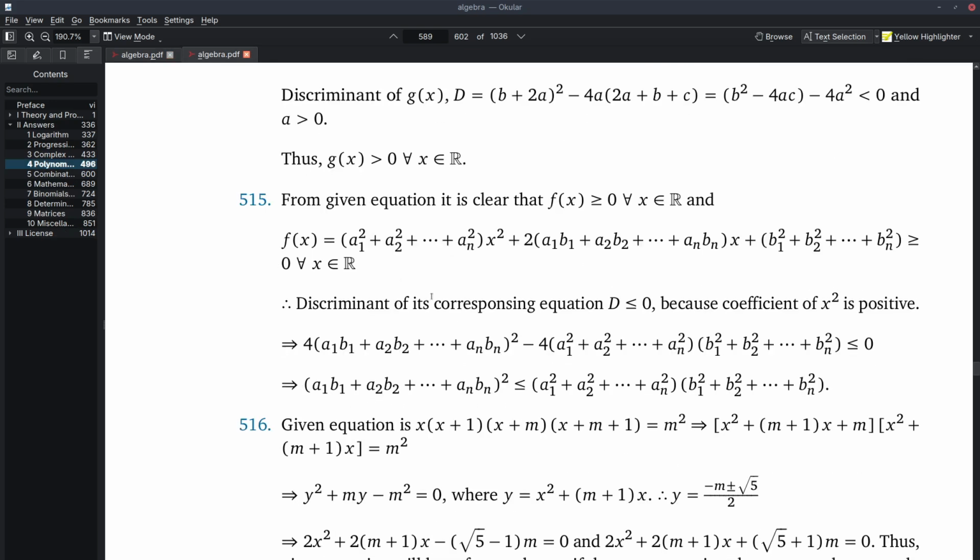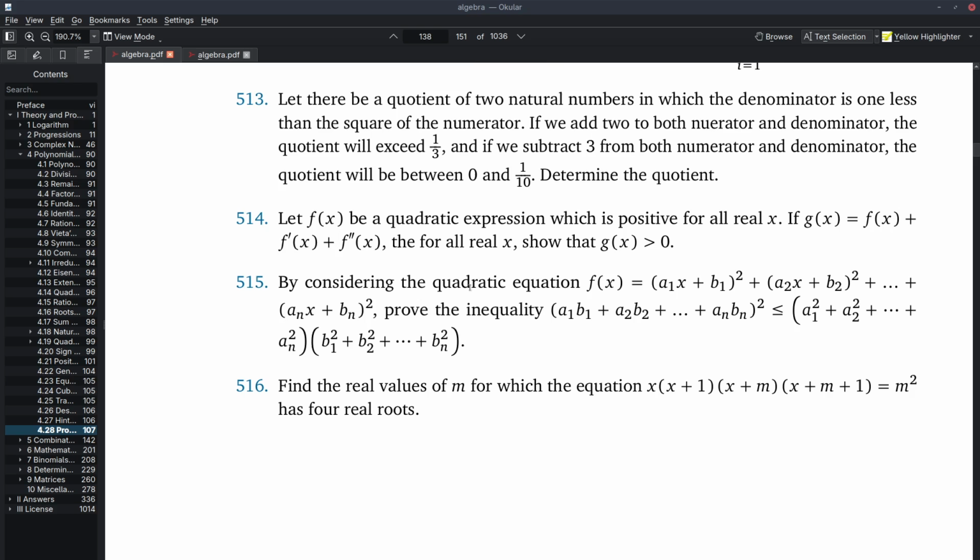Now, the discriminant of the corresponding equation would be less than or equal to 0 because the coefficient of x square is positive. So we get 4 into (a1 b1 plus a2 b2 plus through an bn) whole square minus 4 into the coefficient of x square into the constant term, less than or equal to 0. That implies that (a1 b1 plus a2 b2 through an bn) whole square is less than or equal to (a1 square plus a2 square through an square) into (b1 square plus b2 square through bn square).